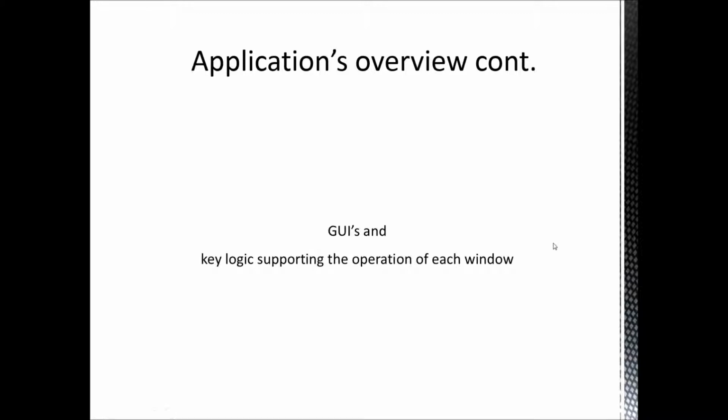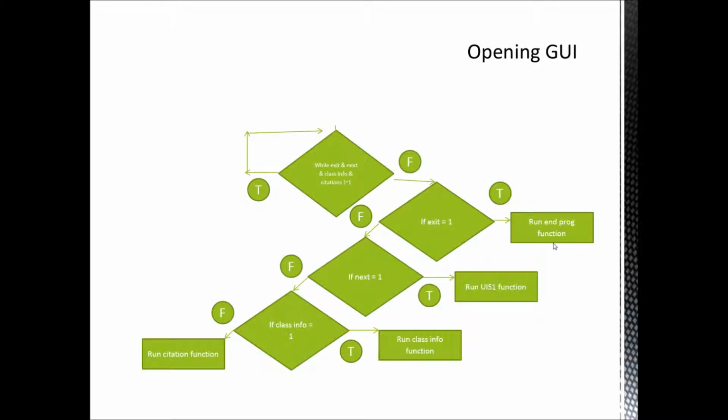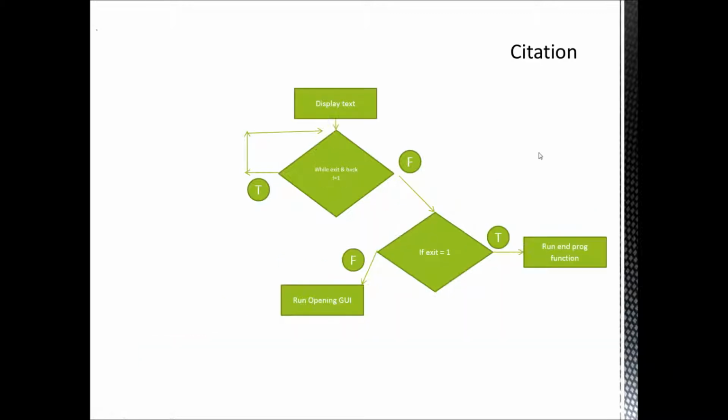Now we will look at the flowcharts of each individual GUI. Here on the opening GUI, we see that the user has the ability to exit or move to the next screen, as well as the ability to look at class information or the citations through the use of their associated functions. Here on the Citations GUI, we see that the user can see the displayed text and has the ability to move back through the exit or back buttons and their associated functions.